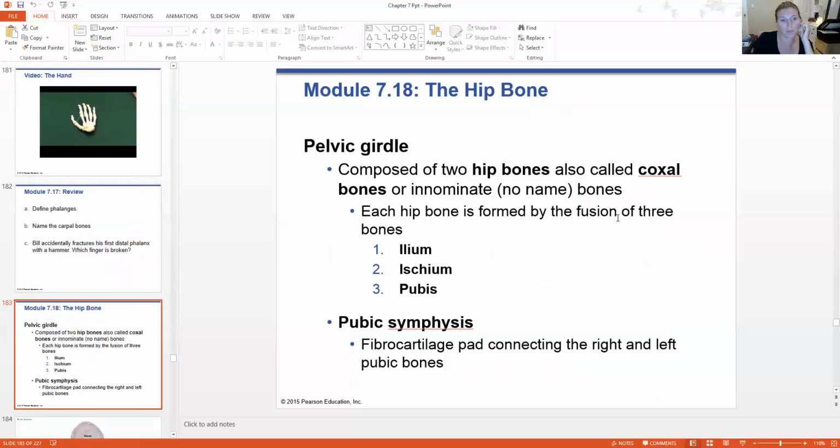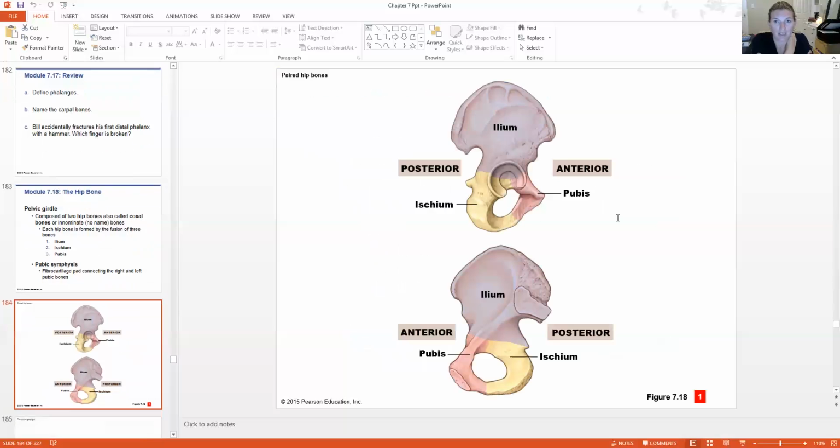Let's move on to the hip bone. There's a pelvic girdle, which is made of 2 hip bones, or coxal bones. These coxal bones are each made of 3 fused bones, an ilium, an ischium, and a pubis bone. The pubic symphysis is the fibrocartilage pad connecting the 2 together on the anterior side. So here you see a lateral view. Here you see a medial view.